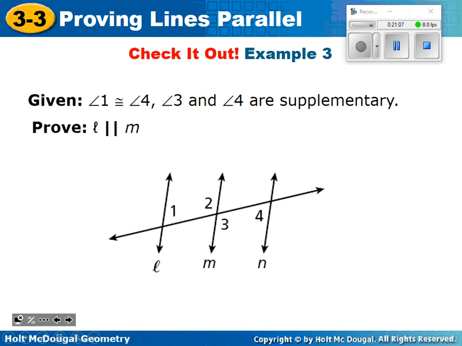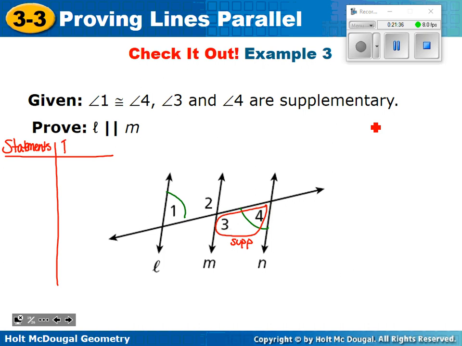So we're given 1's congruent to 4. I'm going to go ahead and mark my picture. And we're given that 3 and 4 are supplementary. So I'm just going to put that those are supplementary just to remind myself when I'm looking at the picture. And we want to prove L parallel to M. Okay, so let's start with a 2-column proof and see if we can work our way to where we need to get to. So statements, reasons.